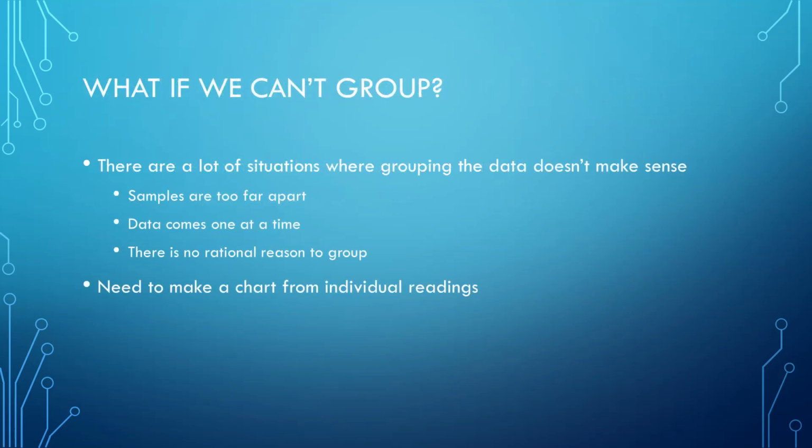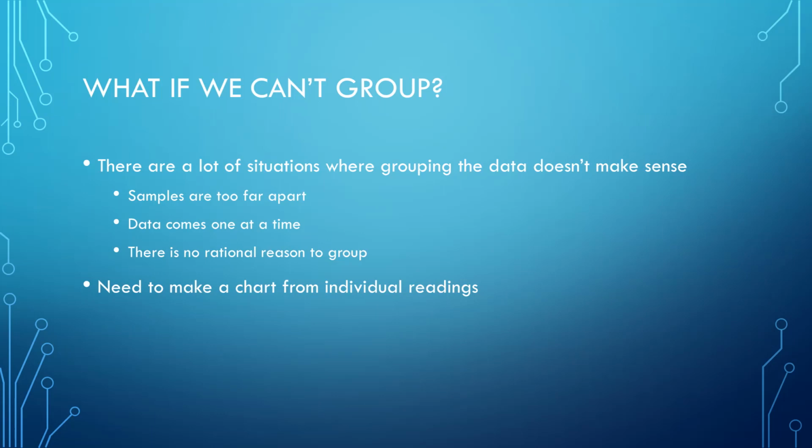So it turns out that there are a lot of situations where grouping the data just really doesn't make sense. It may be that our samples come too far apart, or that there just really isn't any rational reason to group. So what we're really talking about is times when it isn't just that our groups need to be rational, it's that there is no rational reason for grouping. And if you group when there's no reason to group, you're going to hide assignable cause variation.